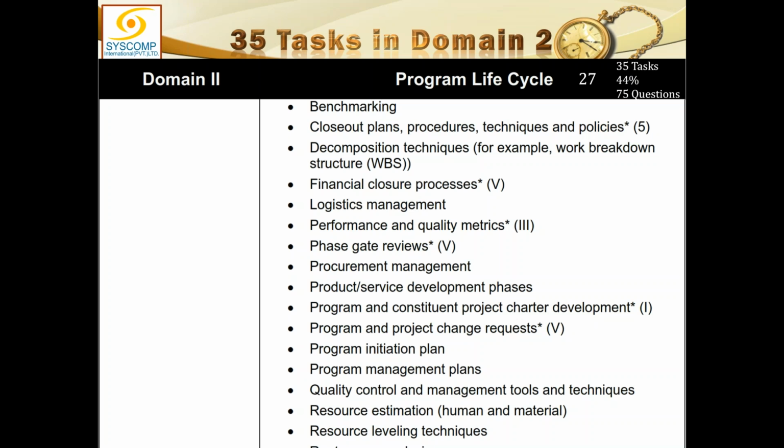No, but Suhail, the closeout plans, procedures, techniques, and policies has a numeric 5, and the rest of them have Romans. Okay, so what's the difference? I don't think this means anything, but I can check it up. This must be the same 5. I don't think there is any mention of otherwise. You will see subsequently that there is another chart in which the common practices are listed. Maybe it is explained there.